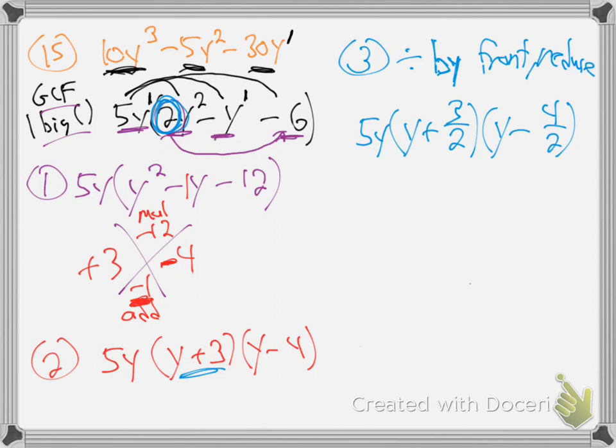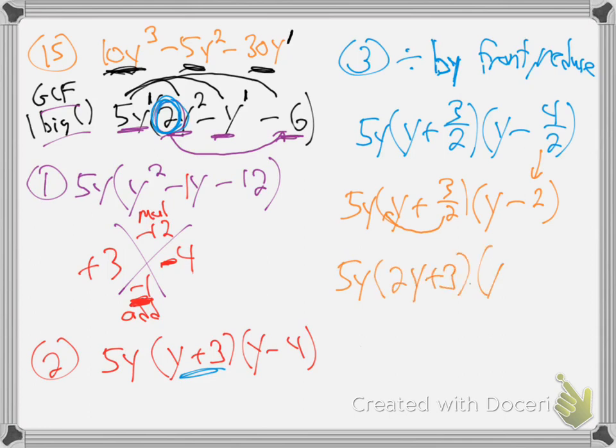So that means this will be y minus 2. This reduces. 4 divided by 2 is 2. And anything that doesn't reduce, it jumps up. Boom, goes right there. 5y, 2y plus 3, y minus 2. There it is. There's the factorization of that one. It's a tougher one, number 15.